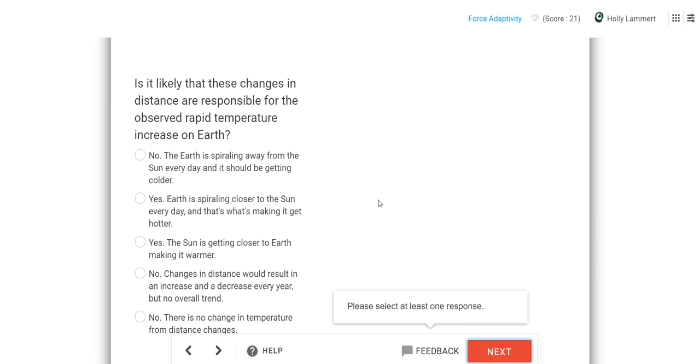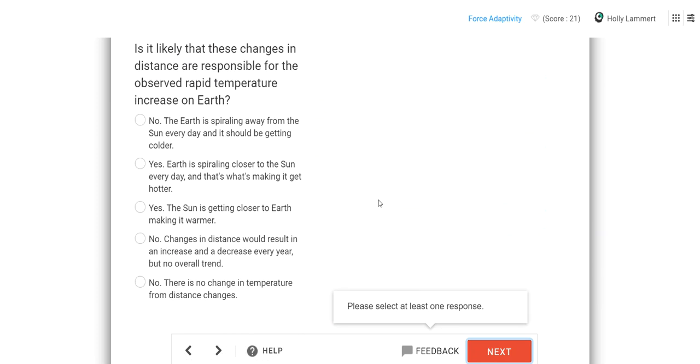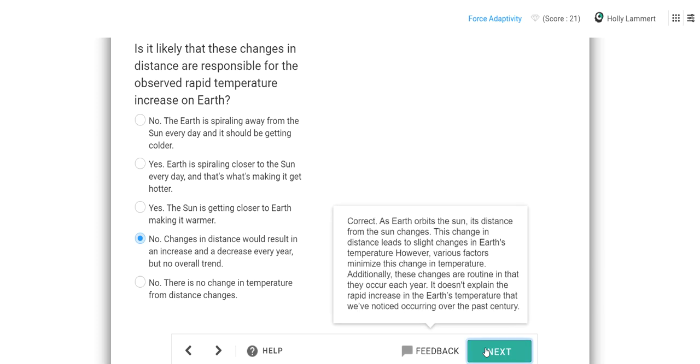"It is likely that these changes in distance are responsible for the observed rapid temperature increase on Earth." "No, the Earth is spiraling away from the sun every day and it should be getting colder." "Yes, the Earth is spiraling closer to the sun every day and that's what's making it hotter." "Yes, the sun is getting closer to Earth, making it warmer." "No, changes in distance would result in an increase and a decrease every year." Yeah, because we have a cycle, it's an orbit, but no overall trend. And here it just reiterates that point.